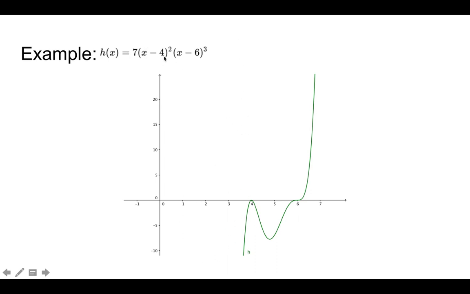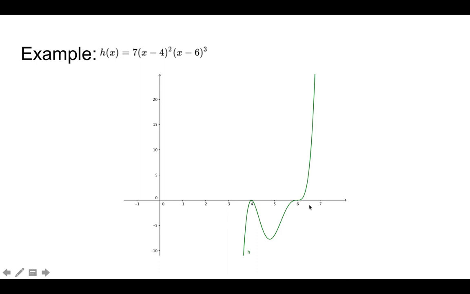Okay, now this root, 4, has a multiplicity that's even. So when the graph comes in, it's going to hit the x-axis at that intercept and then bounce back down. Even multiplicities, the graph will hit the x-intercept and bounce. This x-intercept at 6, 0 has a multiplicity of 3. So we're not going to bounce back at 6. We're going to pass right through the x-axis at 6. Evens bounce, odds pass through.